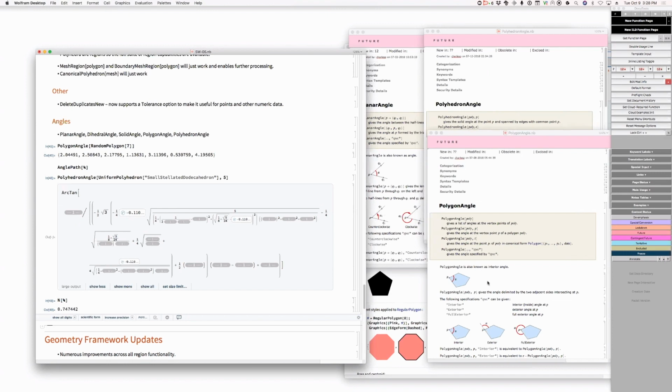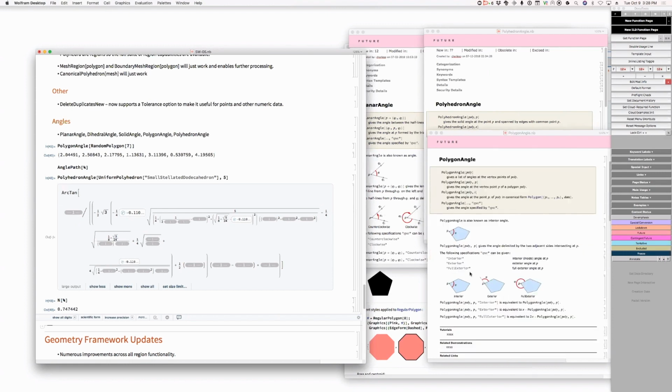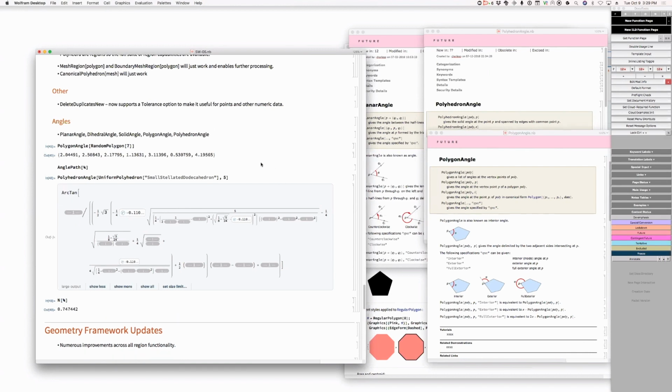Okay. What does full exterior mean? Well, it's the full exterior. That's the complete 2 pi minus the interior angle. Okay. All right. So let me understand dihedral angle and solid angle. So look at the exterior. It's more what you would have in the turtle case. Yes. Yes, I understand.